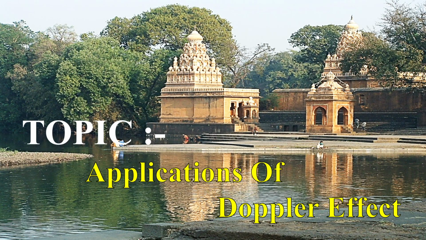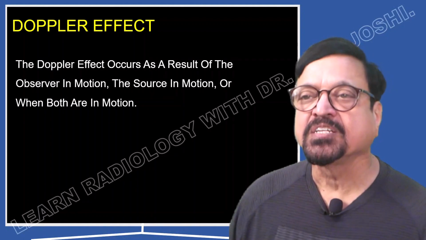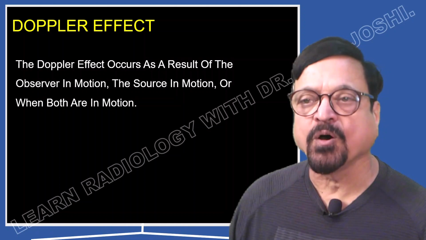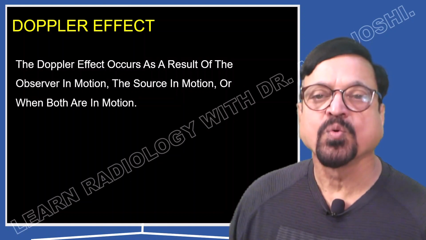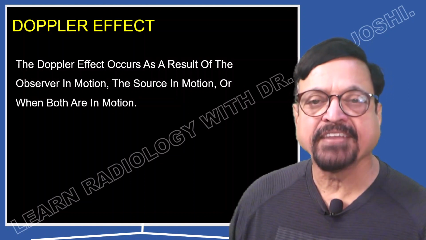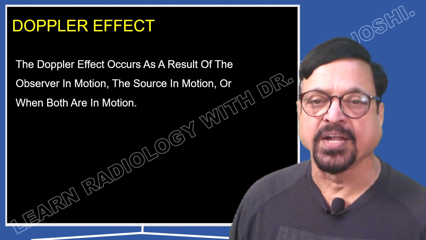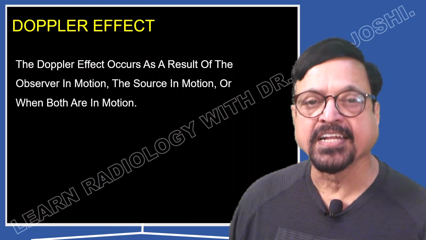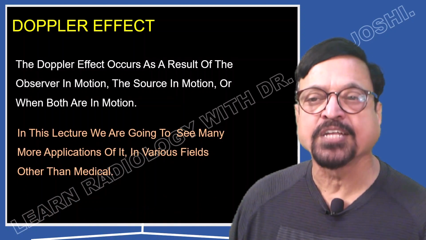Now let's get going to the topic, that is the application of the Doppler effect. Overall, we are seeing today that it has application in medical sciences and also in other sciences. So to that we should first know what the Doppler effect is. The Doppler effect occurs as a result of the observer in motion, the source in motion, or when both are in motion. So what is the prerequisite? The Doppler effect can only occur when there is relative movement between a source and an observer. When both are steady, no Doppler effect. If both are moving, yes, there can be a Doppler effect. This is the most important thing which one has to keep in mind.